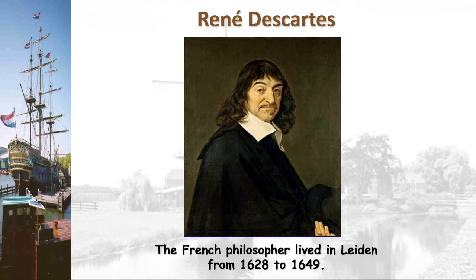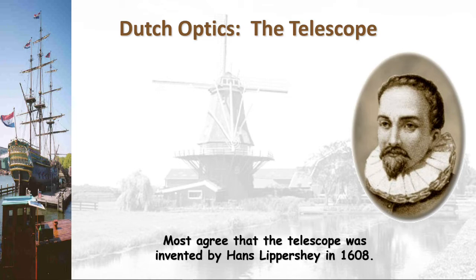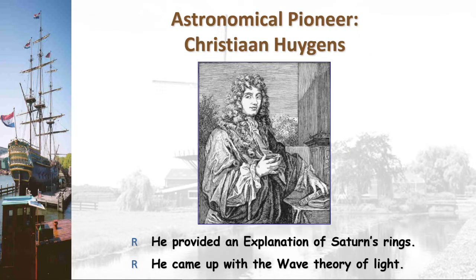René Descartes, French philosopher, lived in Leiden from 1628 to 1649. We'll learn a lot about him during our study of the Scientific Revolution. Dutch optics, the telescope. Most agree that the telescope was invented by Hans Lippershey in 1608. Astronomical pioneer, Christian Huygens. He provided an explanation of Saturn's rings, and he also came up with the wave theory of light.